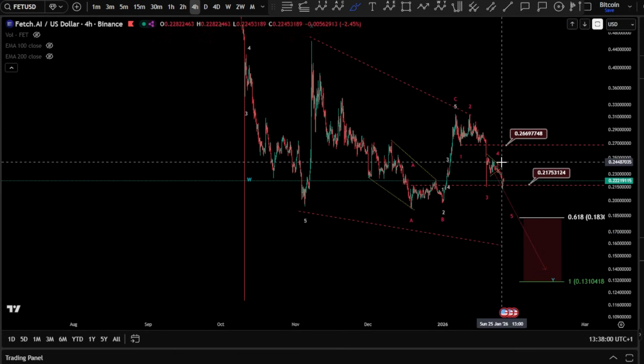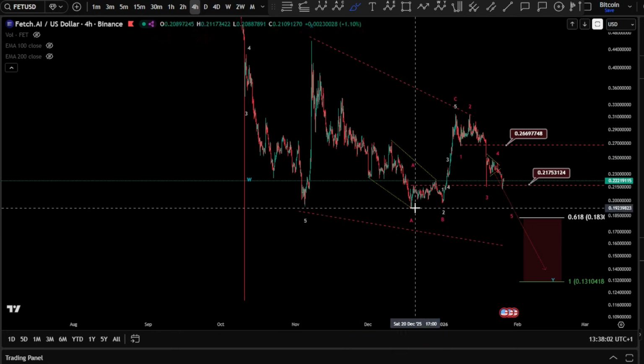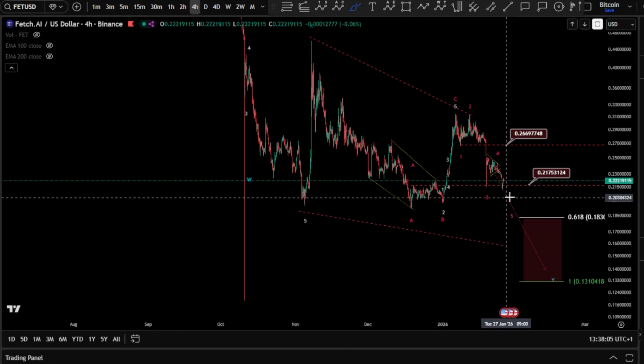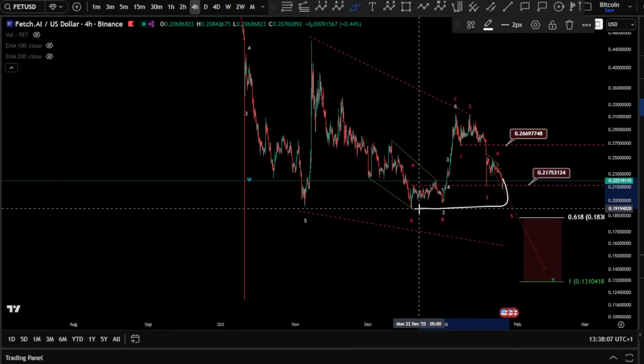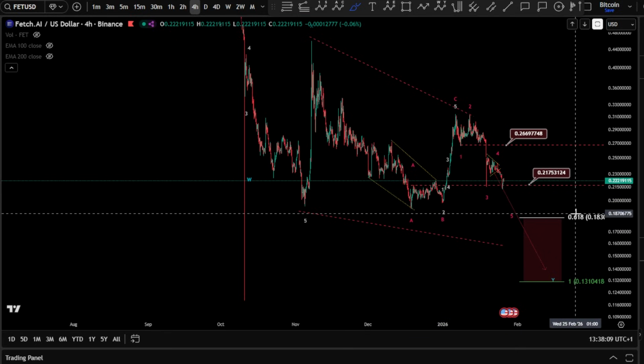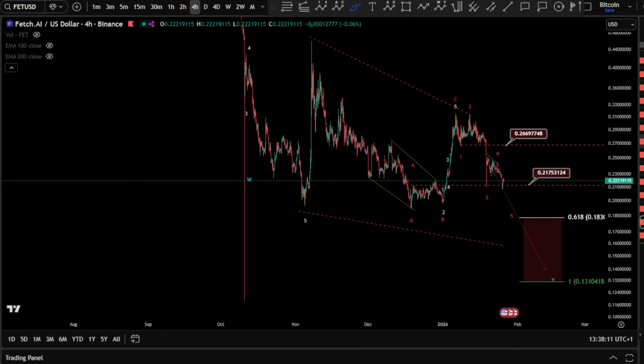So don't get into that trap. The lows are going to be taken. Don't forget 886, 886. And very likely, we're going to take the lows one more time. Yep, so this is regarding FET.